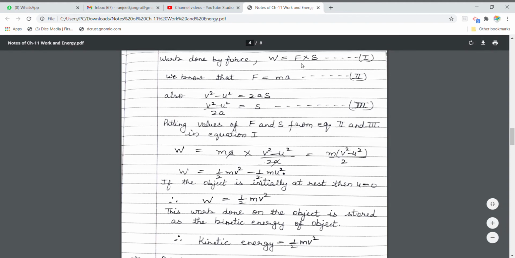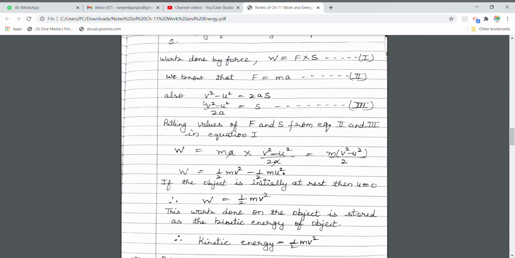Here we will be putting the value of F and the value of s, and then we will solve it. We know that F is equal to ma. This is by Newton's second law of motion, and also by the third equation of motion, we have v square minus u square is equal to 2as. From this third equation of motion, we write s, and s becomes v square minus u square divided by 2a. So from this second and third equation, we will put the values of F and s in the first equation.